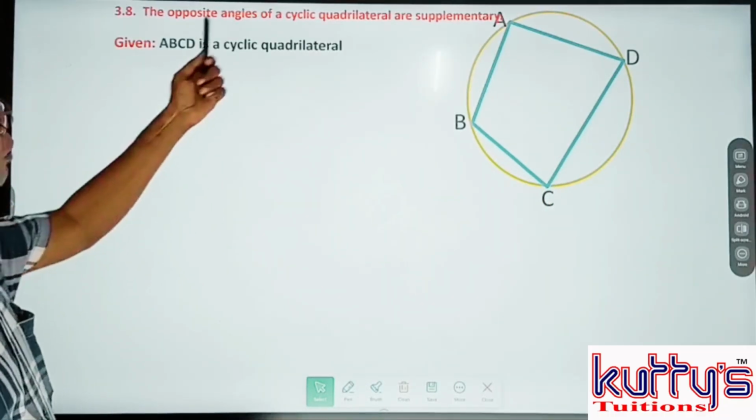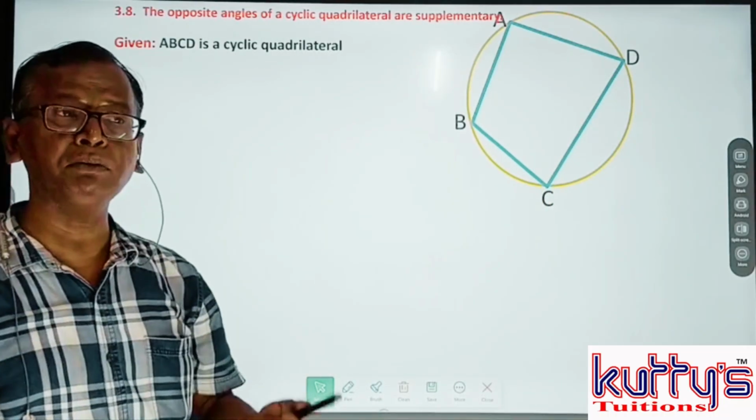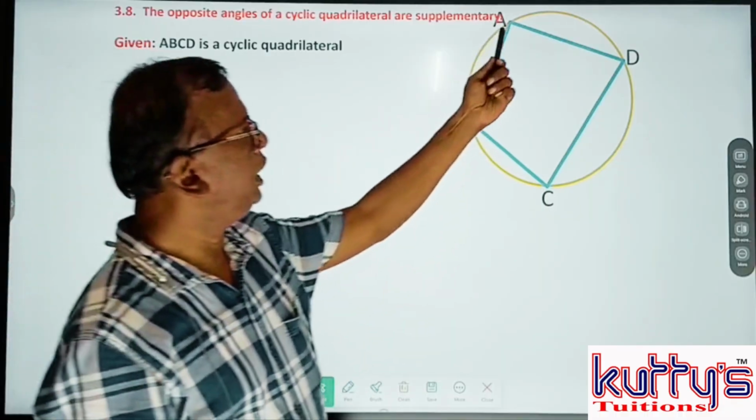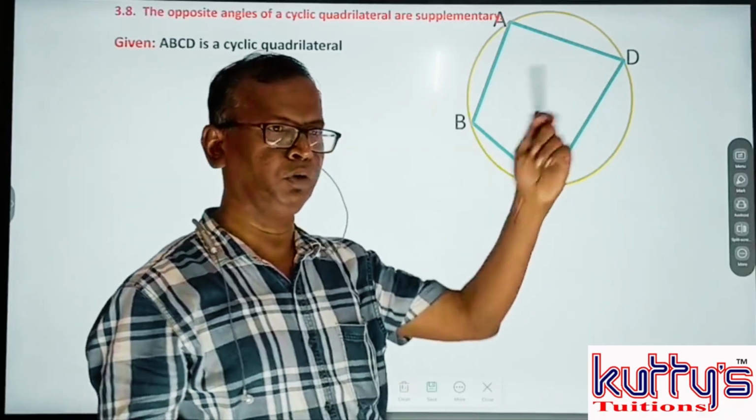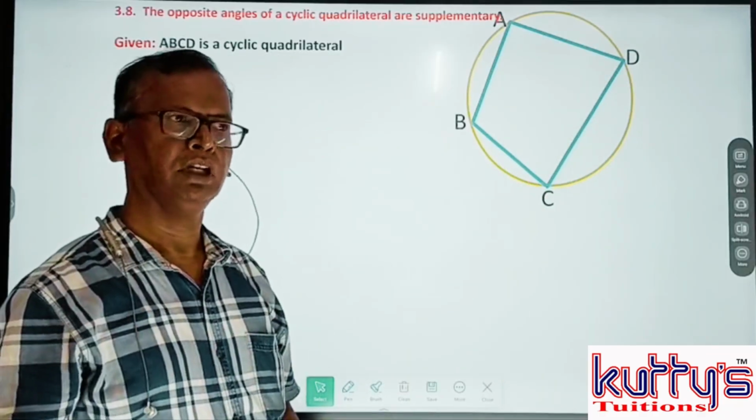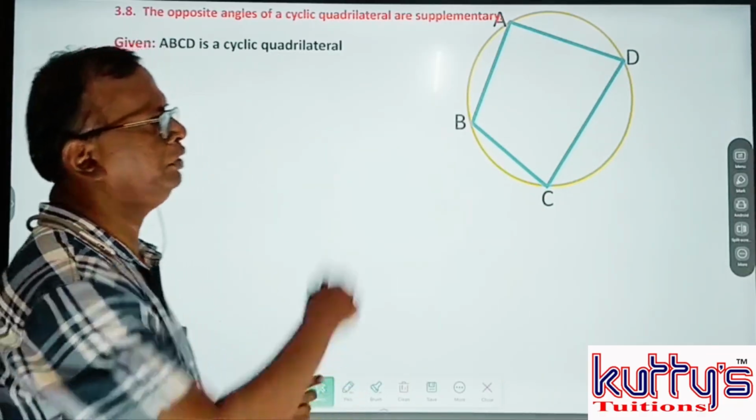What do you have to prove? The opposite angles are what? Supplementary. Supplementary is what? 180. So A plus C is equal to 180 you have to prove, and B plus D also 180. You have to prove only one. The other you have to write similarly. So how to prove? Any one I am taking.